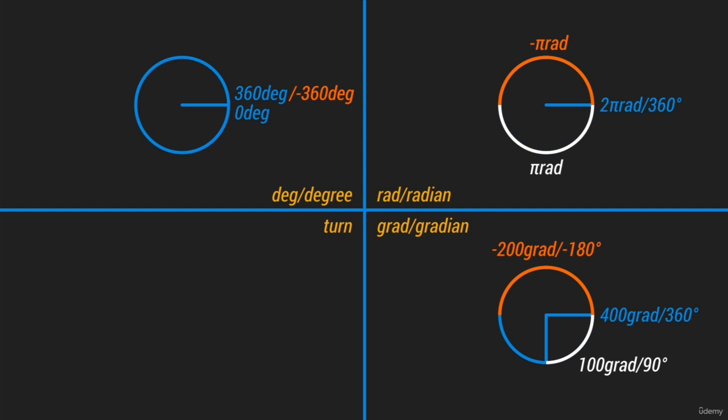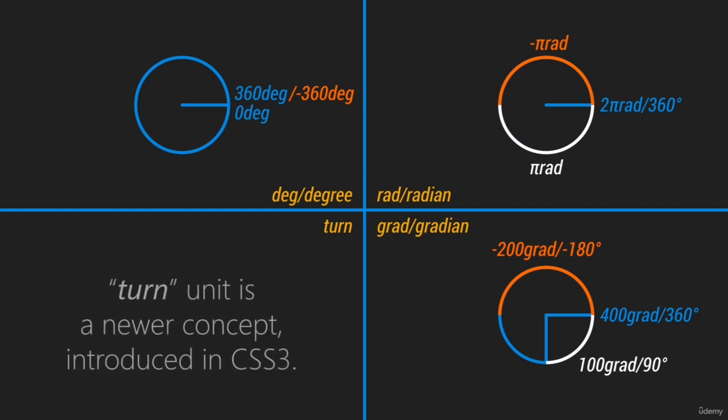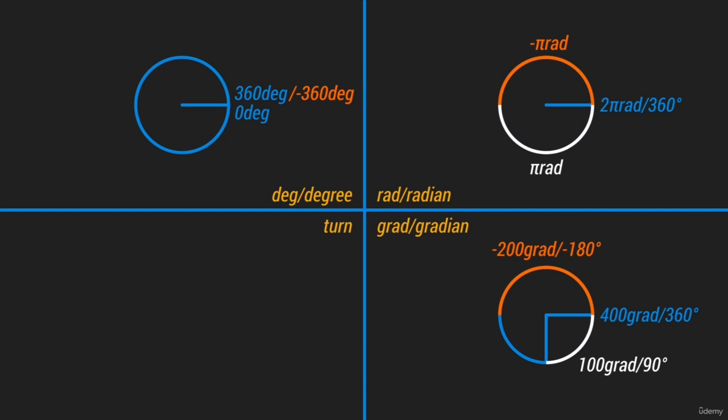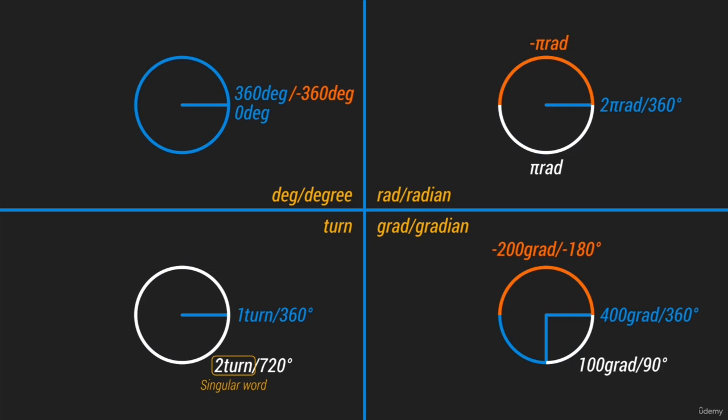Finally, the turns unit. This unit is a newer concept which was introduced in CSS3, and it means rotation. 1 turn is equal to 360 degrees. 2 turns is 720 degrees, and so on. Turn is singular, and there is no space between the number and its unit.